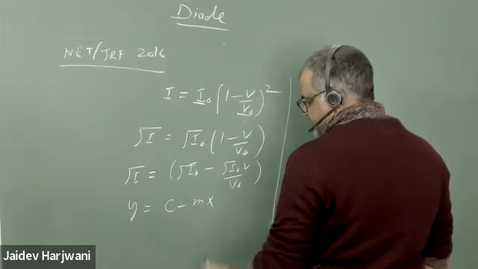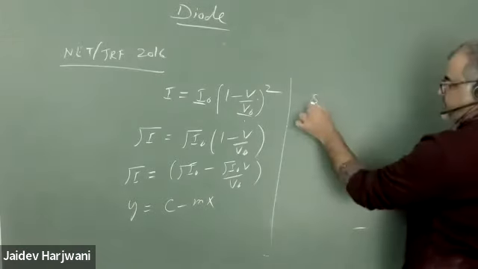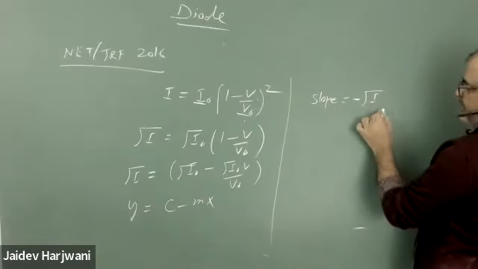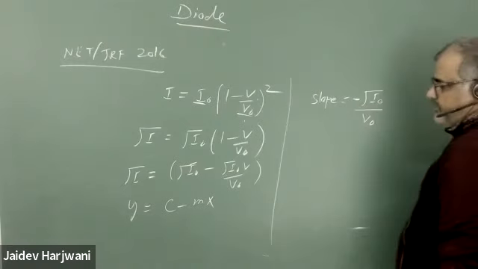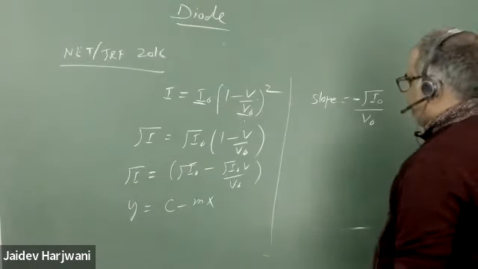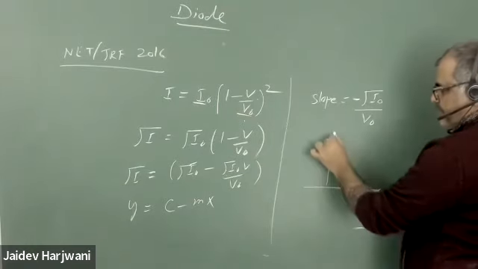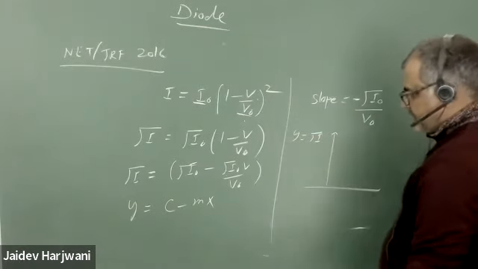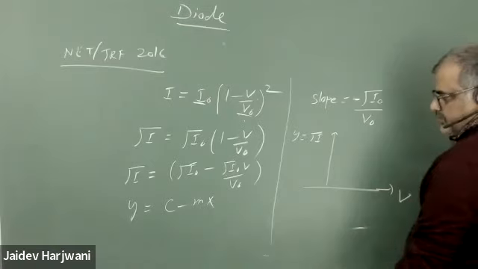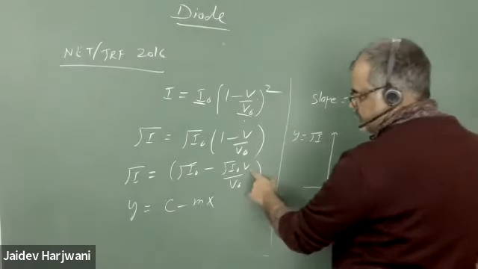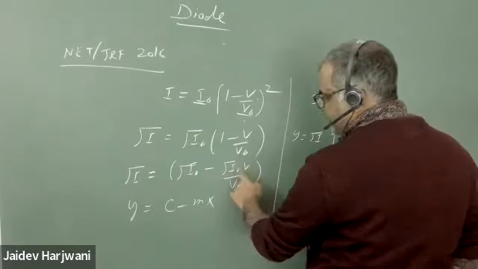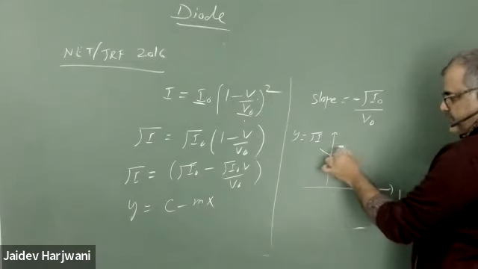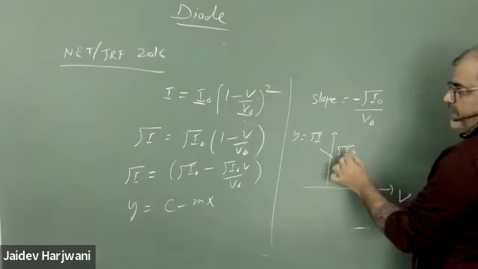If I take V equal to x, then my slope m is minus I naught upon V naught. If I plot this graph, y is root I and x is V. At V equal to 0, the y intercept will be root I naught.